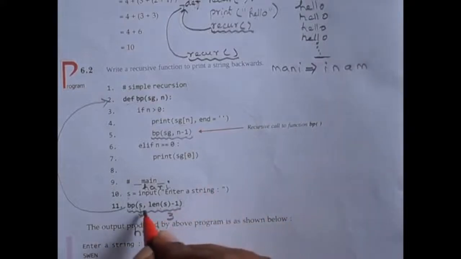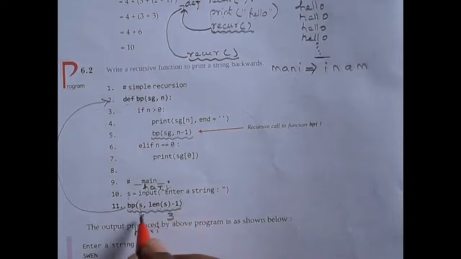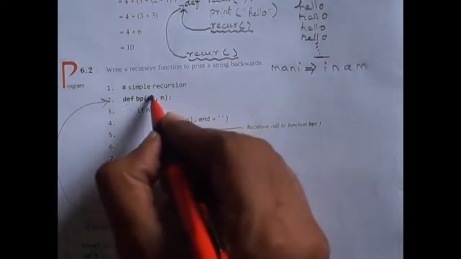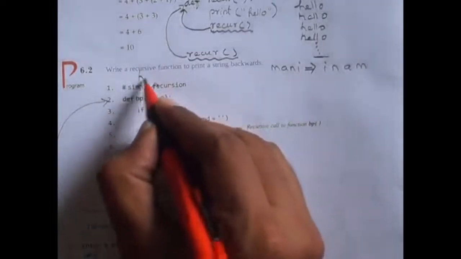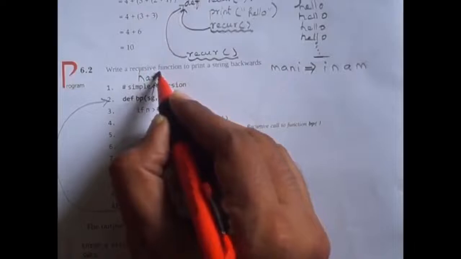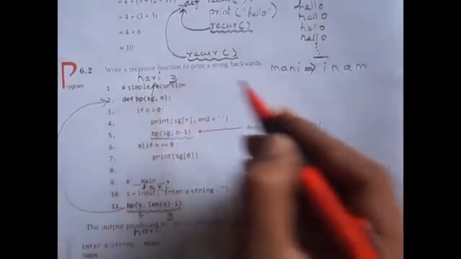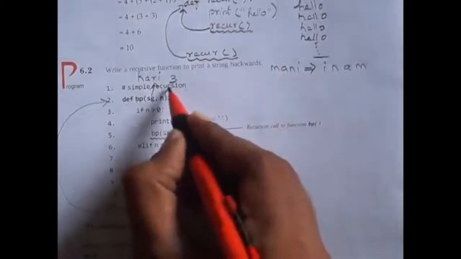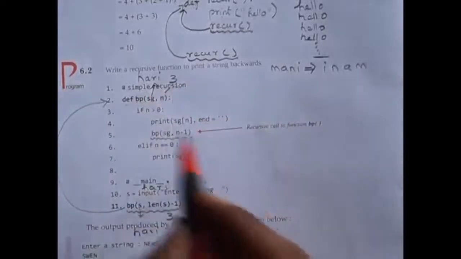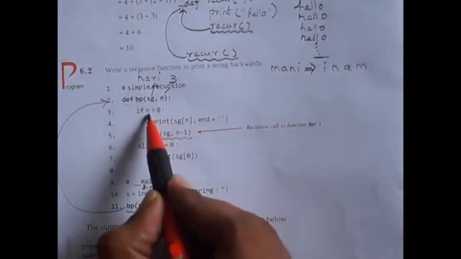Listen. S comma len of S minus 1 means Hari comma 3. Am I right? So this Hari comma 3 will be transferred here. So now SG value is Hari and N value is 3. Now you see here, what is the N value? It is 3.